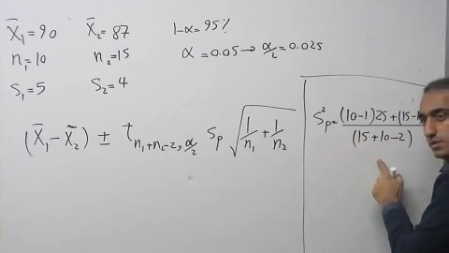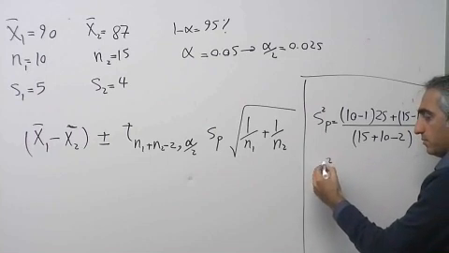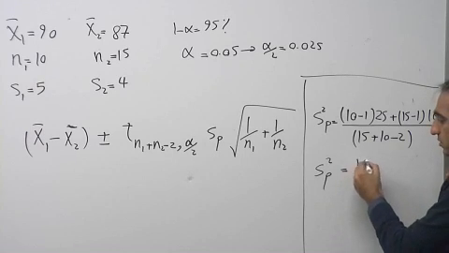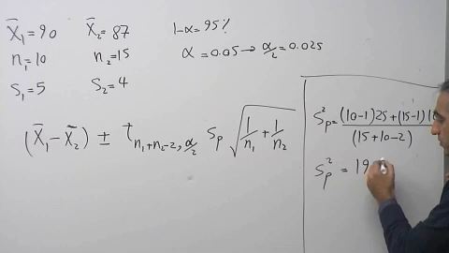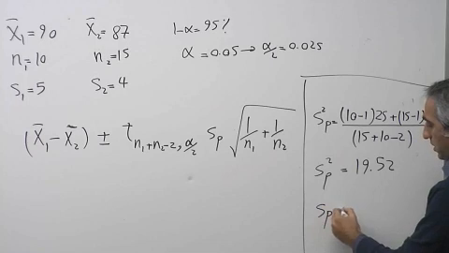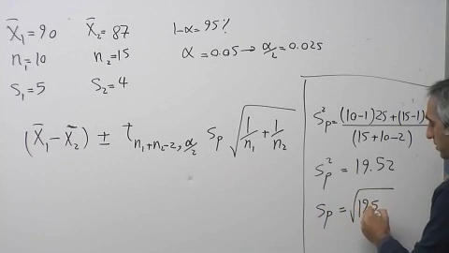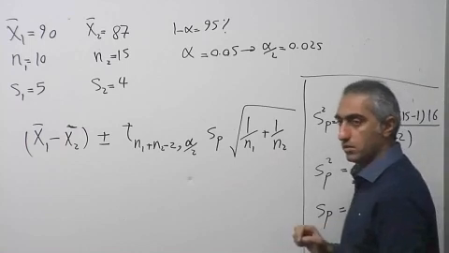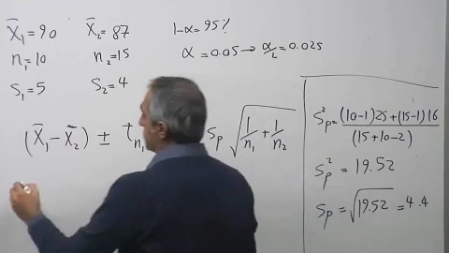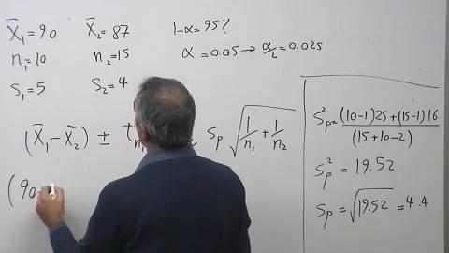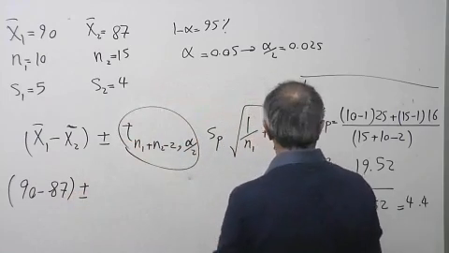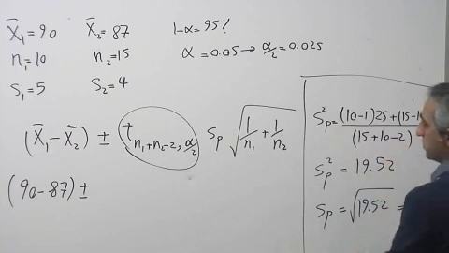So what is that number? This is S squared P. Do you have it? Or SP, either. 19.52. Okay. And your SP is the square root of this. Okay, 4.4. Thank you. So what you do is 90 minus 87 plus minus this from the table. What is the degrees of freedom? 25 minus 2 is 23.